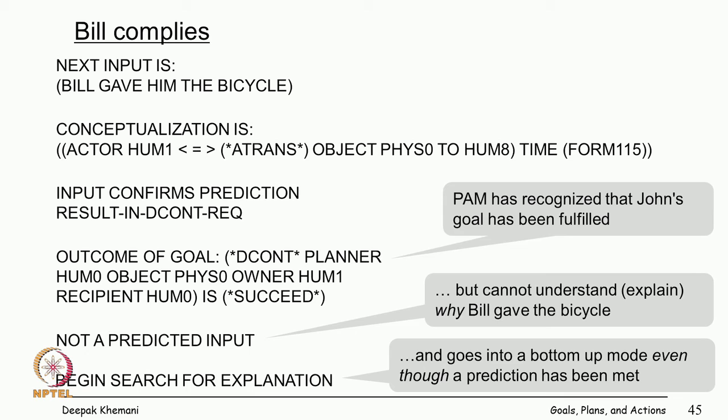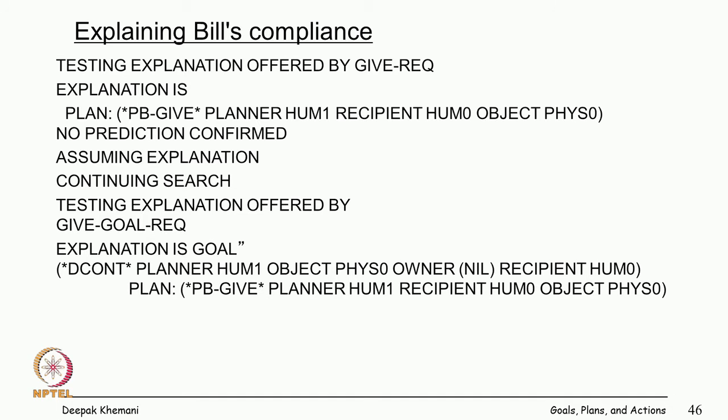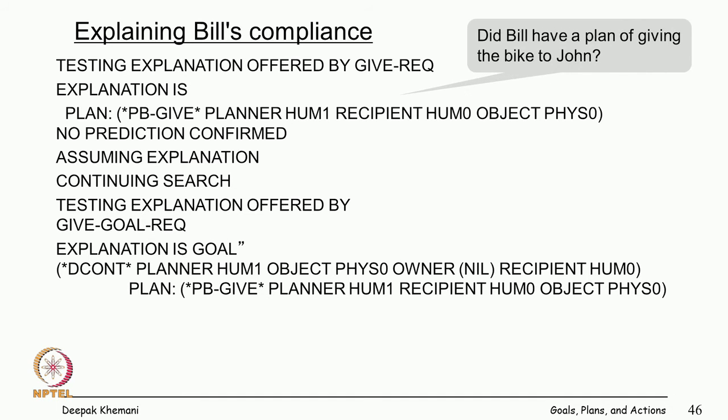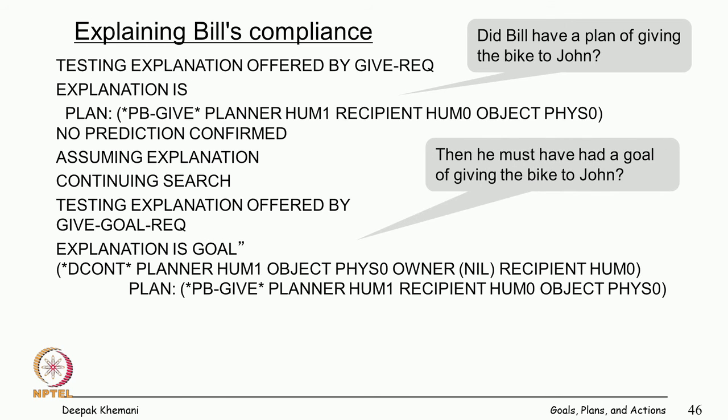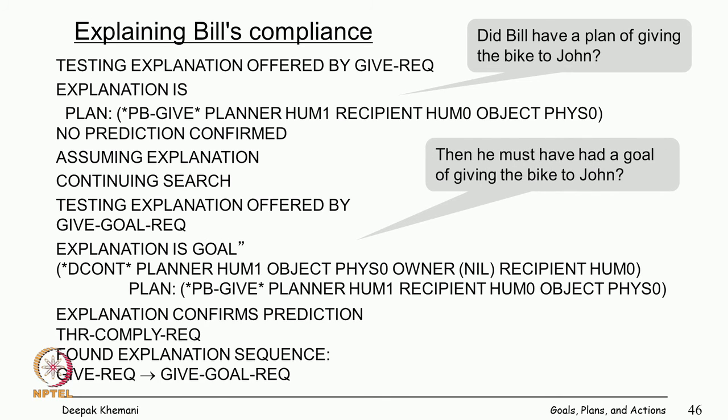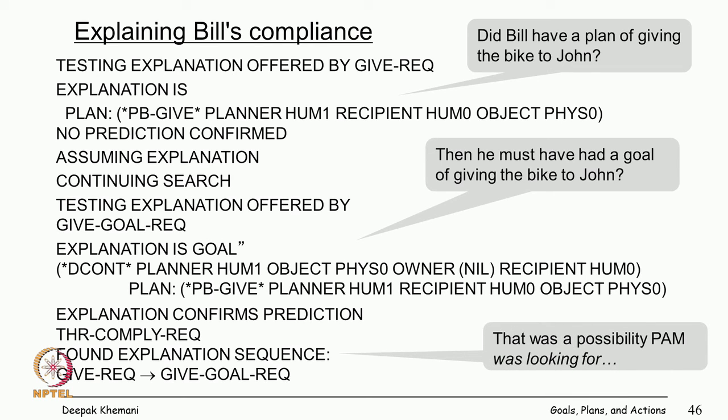One of the predictions that it had was that John's goal will either succeed or fail. It can see that John's goal has succeeded, but it is not able to explain why Bill gave the bicycle to John, and for that it will find the explanation that he gave the bicycle to John because it was part of a plan to give the bicycle to John. Then he must have had a goal of giving the bicycle to John. Why did he have the goal of giving the bicycle to John? Because there was a goal conflict between keeping his bicycle and keeping his health.